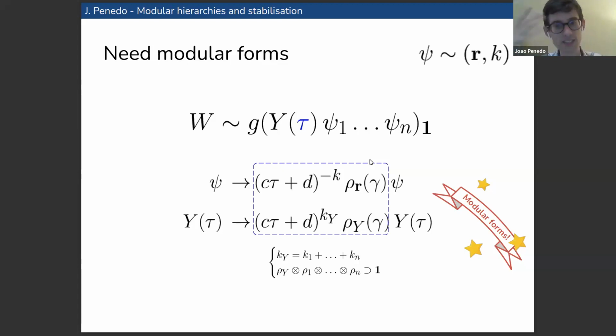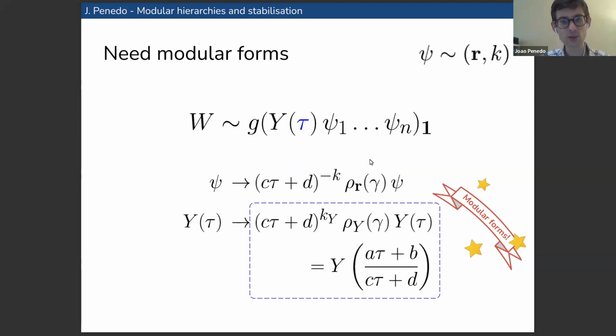And so actually, remember, these Y of tau are just functions of tau. You know how tau transforms under a modular transformation. It goes to a tau plus b over c tau plus d. So modular forms are the functions which satisfy this relation here in the blue box. And why are these guys important? There are not so many of them. This is why the setup is predictive.